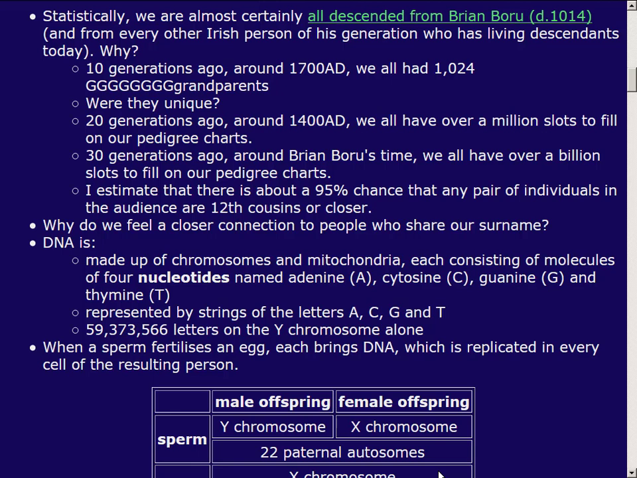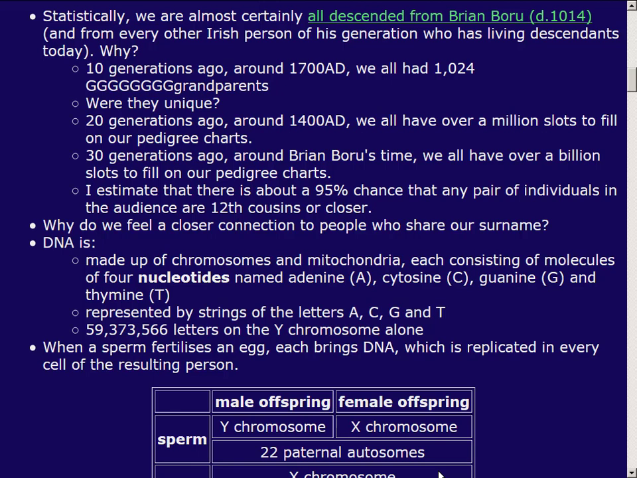What's the Y chromosome? It's one of the components of our DNA. Our DNA is made up of molecules of four chemical compounds, which we represent by the letters A, C, G, and T. Every man in the room has a Y chromosome. If you printed out the information about the molecules on the Y chromosome, it would run to 59,373,566 letters. Probably fill the whole room with paper.